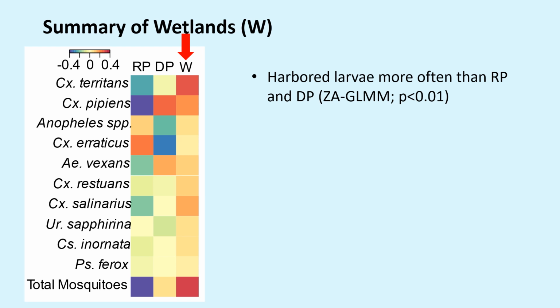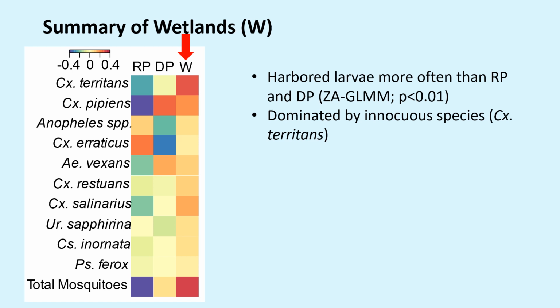In particular, this showed us that wetlands are more often going to be harboring larvae than detention ponds and retention ponds. Like our overall results, these ones are dominated in particular by Culex territans, which you can see at the top there, our innocuous species. But they actually do overall harbor all 10 of our different taxa. The other groups were missing some species, but in wetlands we did find all 10 different taxa.